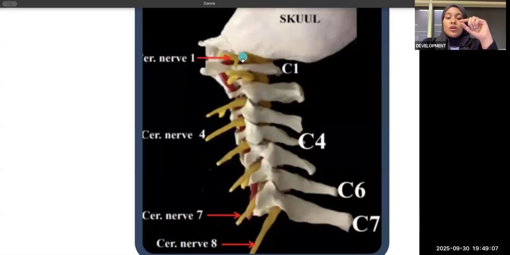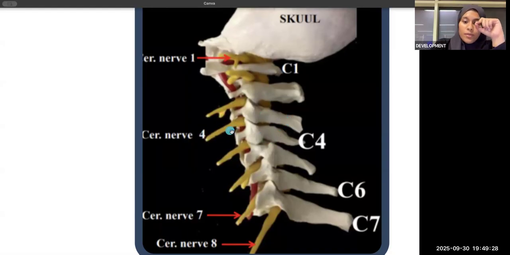As you notice, you have a nerve that is above the C1. So we call this C1 nerve, okay? And then we go down. We have the nerve that is above C2. So we call this C2 nerve. And the pattern continues. So the nerve that is above the vertebra is the name of the vertebra. So if this is C4, this would be C4 nerve.